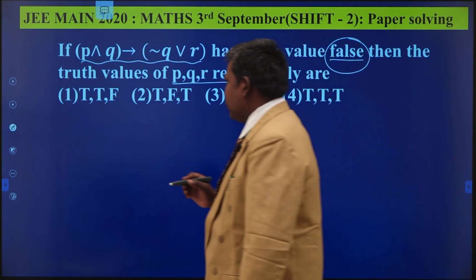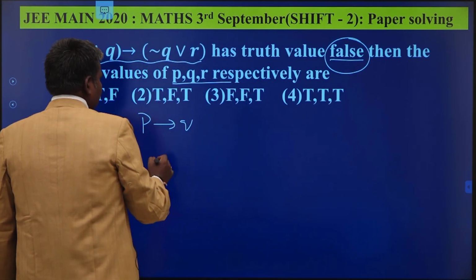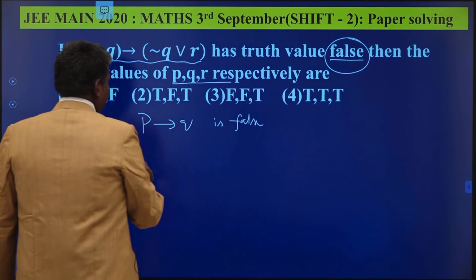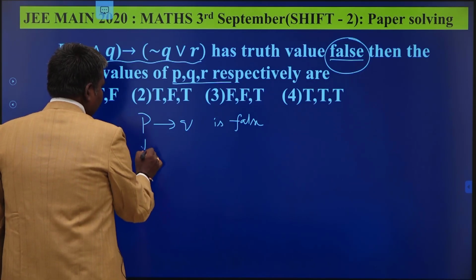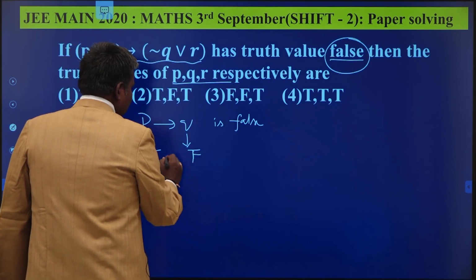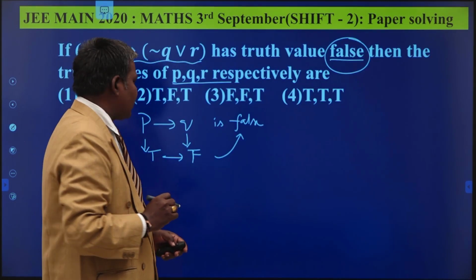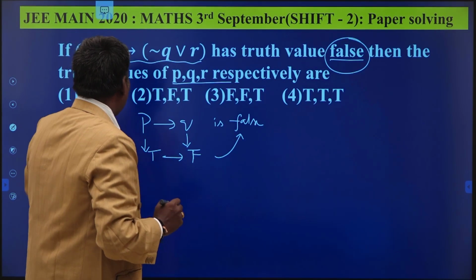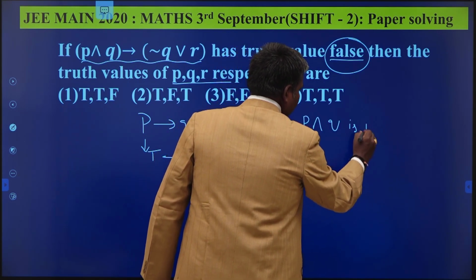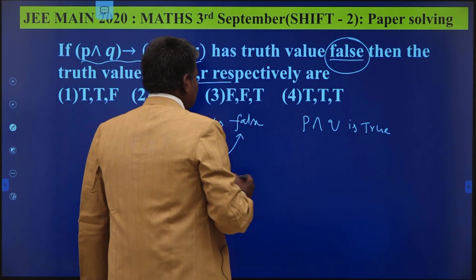We know that the statement P implies Q is false if P is true and Q is false. True implies false is a false statement. So P and Q is true. Again, negation of Q or R is false.